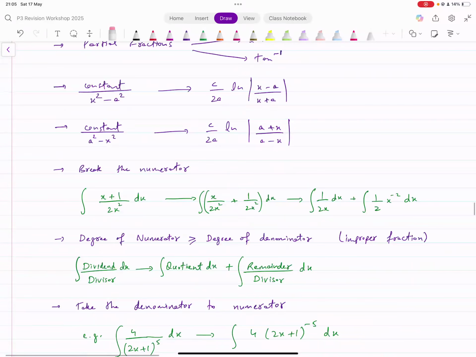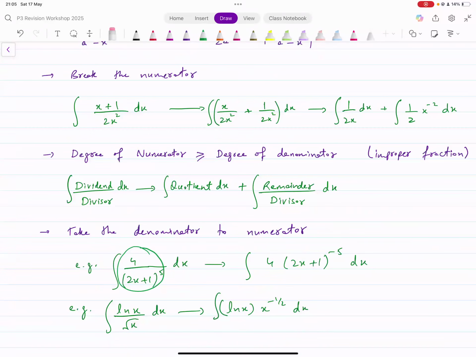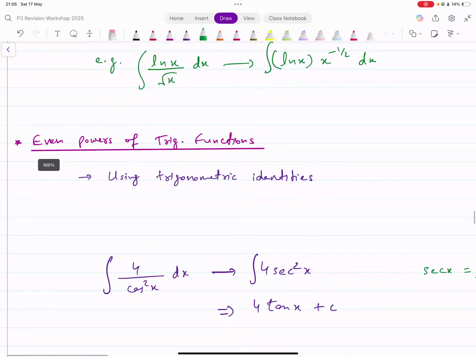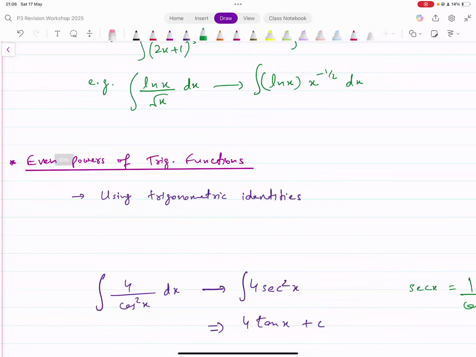if none of them work, you could take the denominator to the numerator. For example, if you have 4 over 2x plus 5 whole raised to 2x plus 1 whole raised to 5, in this case, you can just take the denominator to the numerator. It becomes a power function. You can apply the power rule in this. In this case, you could take x to the numerator and then apply integration by parts on this. So if none of those fraction rules work, you can take the denominator to the numerator like this. Even powers of trig functions are integrated using the trigonometric identities. Odd powers are integrated using substitution or the extended power rule.